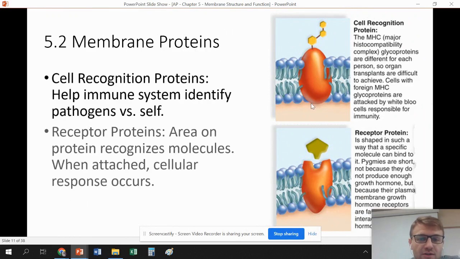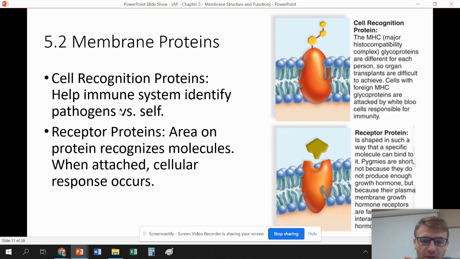All right, the next two, cell recognition proteins and receptor proteins. Cell recognition proteins are like the glycoproteins and glycolipids. They're going to be used to identify pathogens versus your own cells. And this is a very important type of protein because, again, this helps with our immune system.